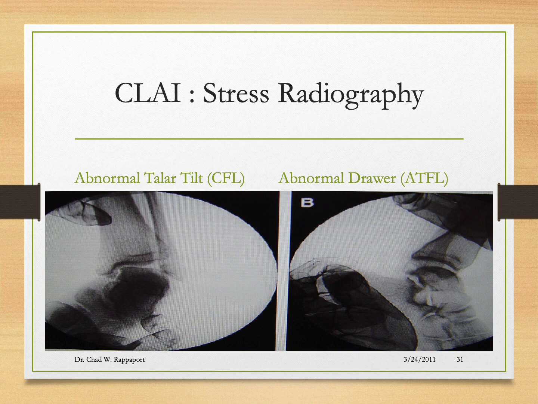These stress views can help determine which of the ligaments are insufficient, with the talar tilt being more indicative of CFL insufficiency and the anterior drawer being more significant in weakness or attenuation of the ATFL. I apologize for the fuzziness of this x-ray, but this is a normal anterior drawer. Abnormal anterior drawer.